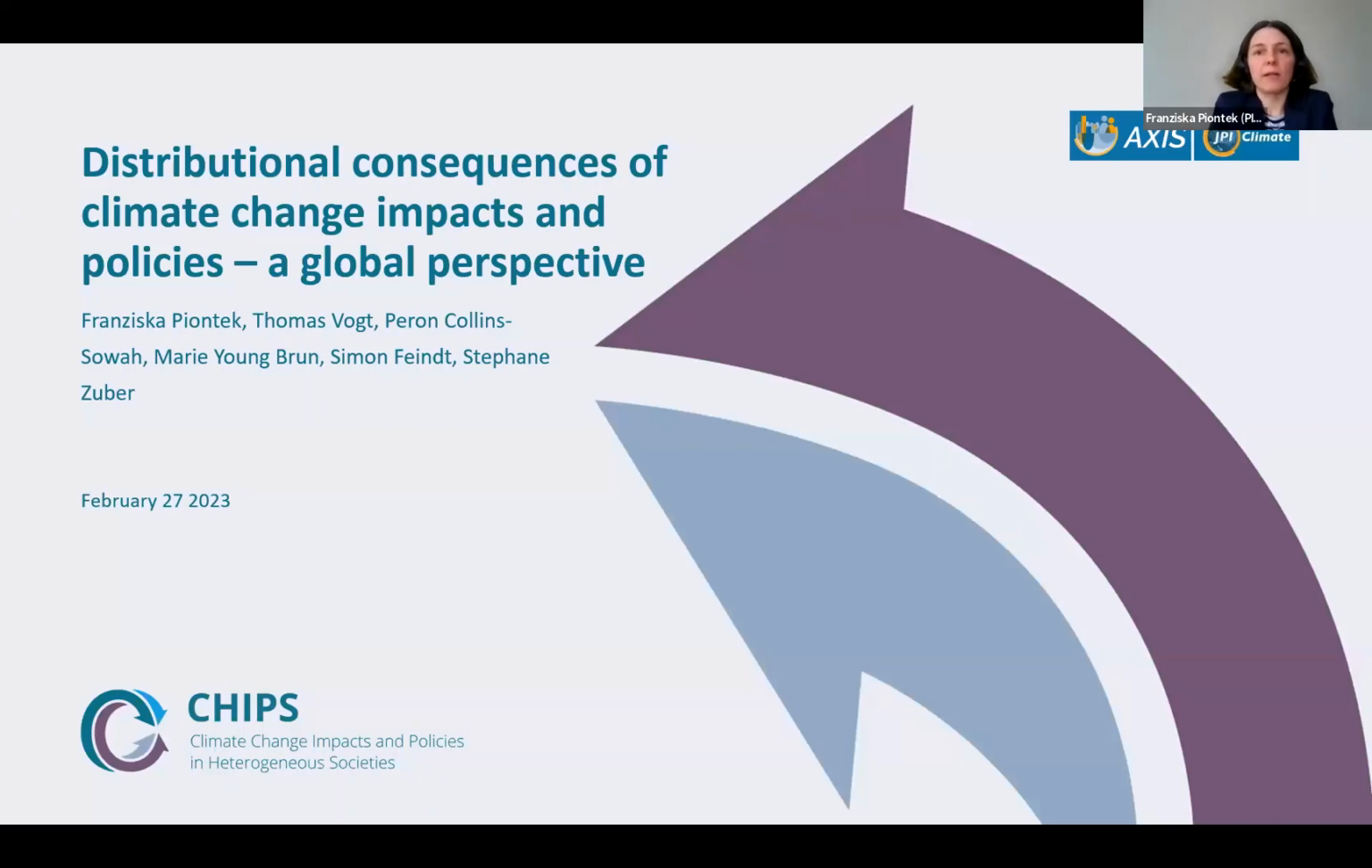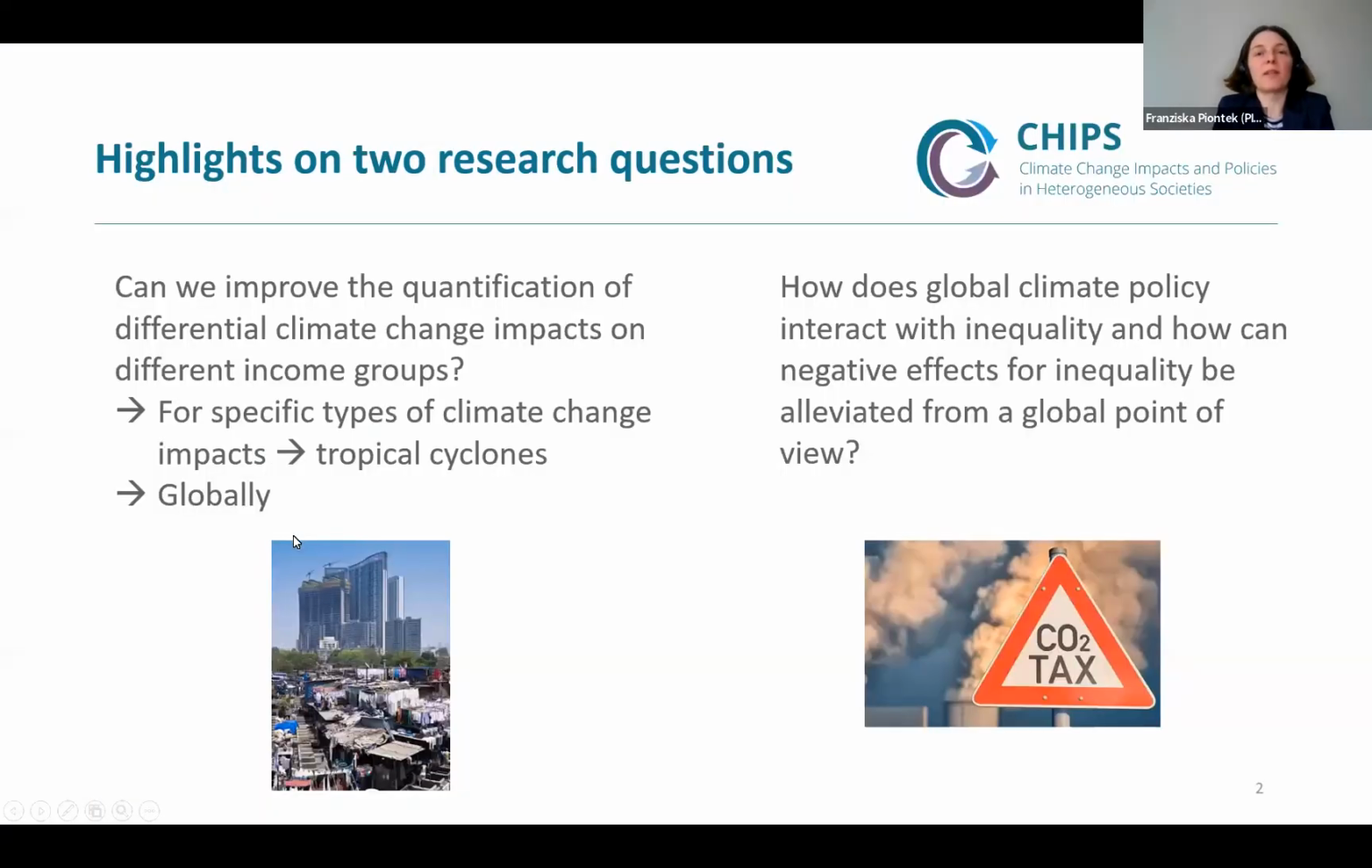A global integrated assessment perspective. And I will hand the word to my colleagues who will talk a little bit about some of the key results. We will present a few selected highlights on two main research questions. The one is the question on how to quantify the differential climate change impacts on different groups with two examples. And then we will discuss a little bit results on global climate policy and inequality, and how we can alleviate also negative effects for inequality which arise from mitigation.